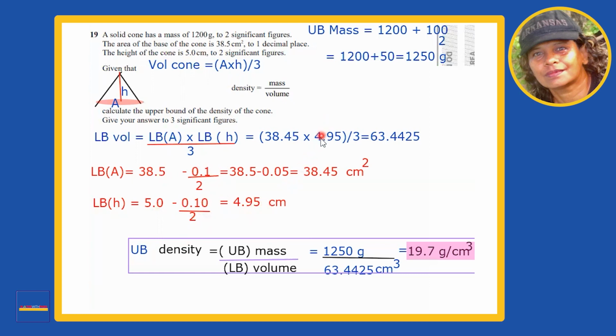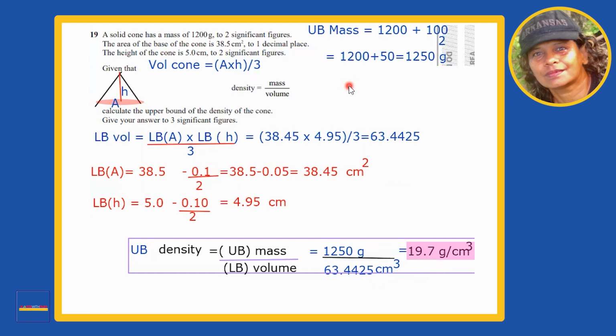Now we put that back into this formula that we have. So the lower bound of area is 38.45, and the lower bound of the height is 4.95. We multiply that and divide by 2 to get the lower bound of the volume. Then we put that back in here to get the upper bound of the density, which is 19.7 grams per centimeter cubed.